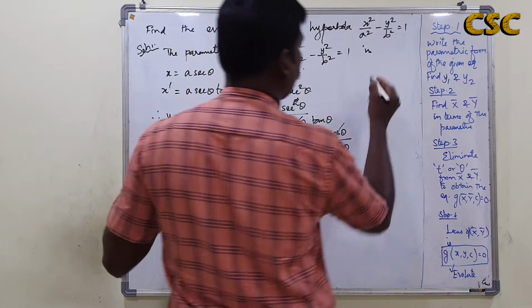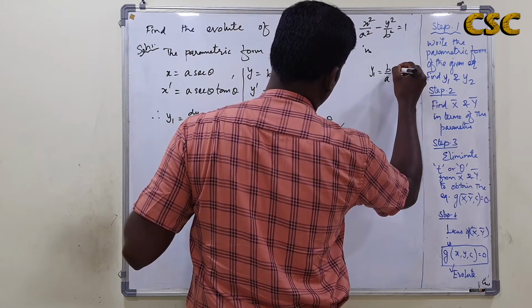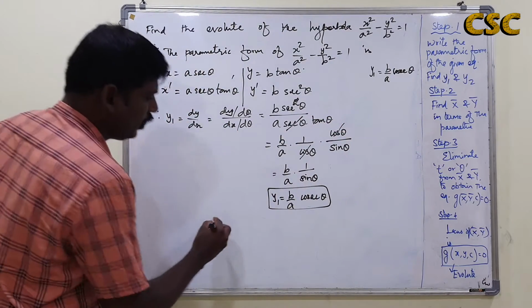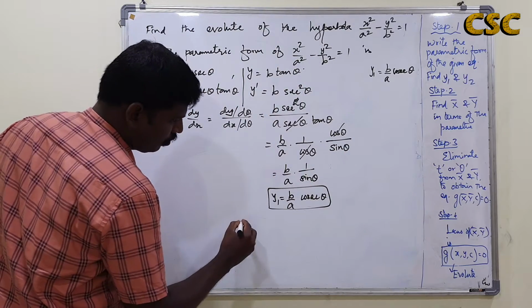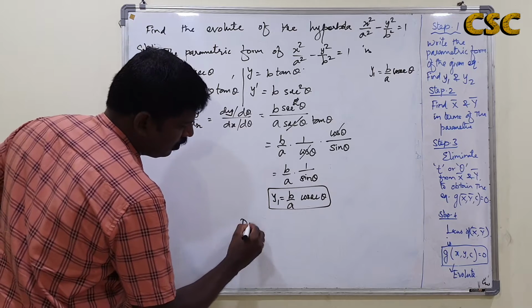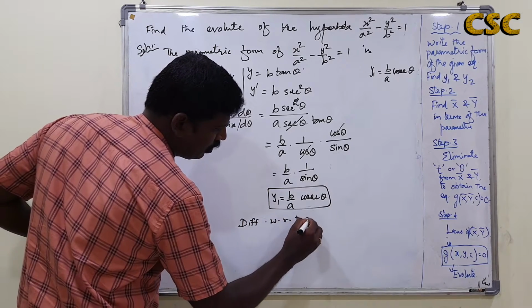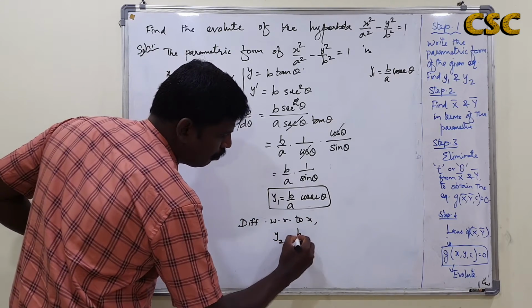So what is the value of y1 here? y1 is equal to b by a cosecant theta. Then differentiate. Now I am going to find out the value of y2. y2 is obtained by taking the derivative with respect to x. Differentiate y1 with respect to x, it will become y2 is equal to b by a.